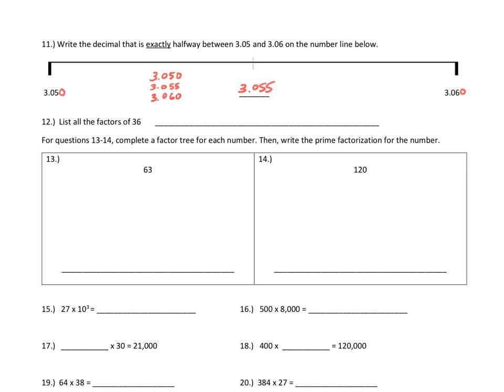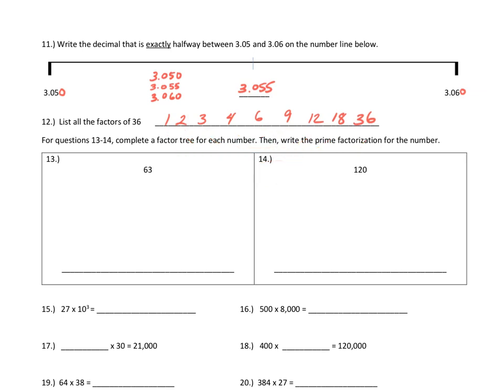Number 12 says list all the factors of 36. Factors are pairs of numbers that can be multiplied to equal a number. So the factors of 36 are 1 and 36. They're partnered together. 2 and 18. 3 and 12. 4 and 9. And then 6 is partnered with itself because 36 is a square number. 6 times 6 is 36.